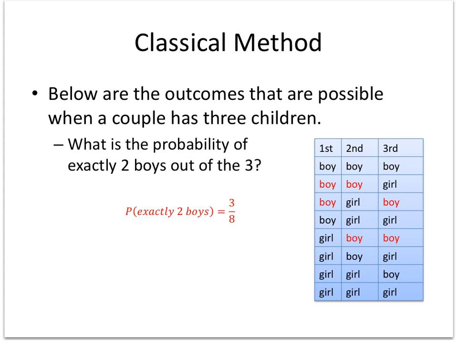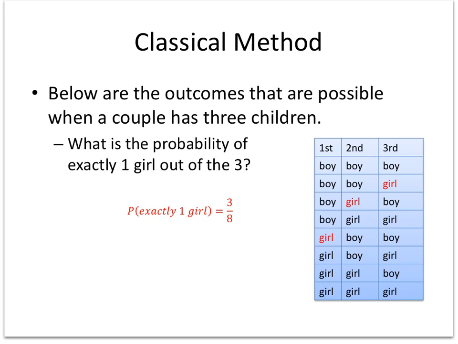What is the probability of exactly 2 boys? Well, we find each one of these 1, 2, 3 ways that they can get exactly 2 boys out of, again, the 8 outcomes. What's the probability of exactly 1 girl? Well, I see 1, 2, 3 ways to get 1 girl out of the 8 different outcomes.